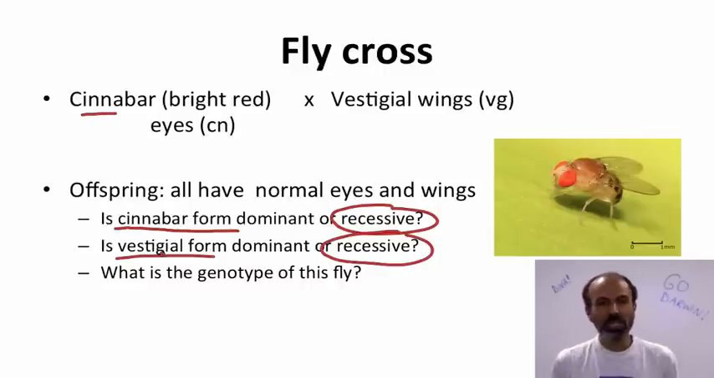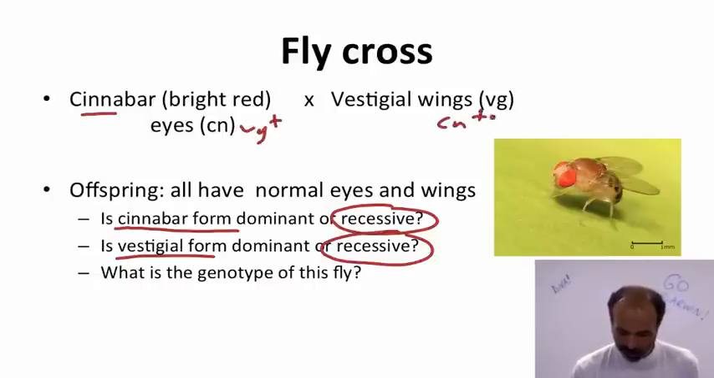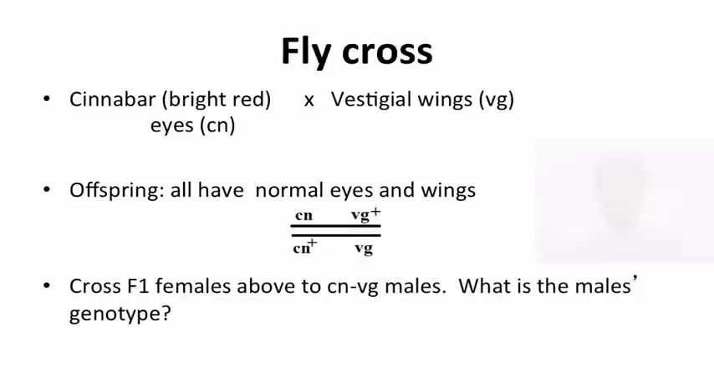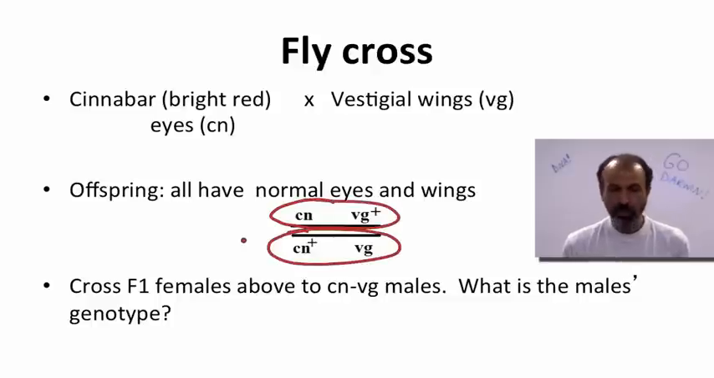So what would be the genotype of this fly? Remember we said that this one over here was starting off with CN VG plus, and this one was CN plus VG. Well, the genotype for this fly, looking at the combination of alleles it has, would be like this, where it has the CN VG plus from one parent, and it has the CN plus VG from the other parent.